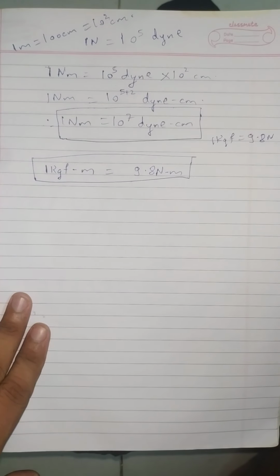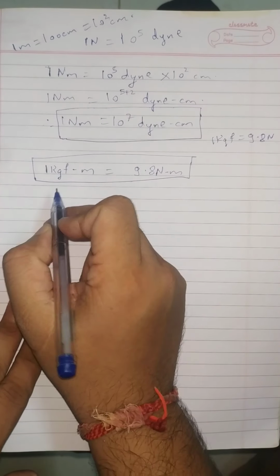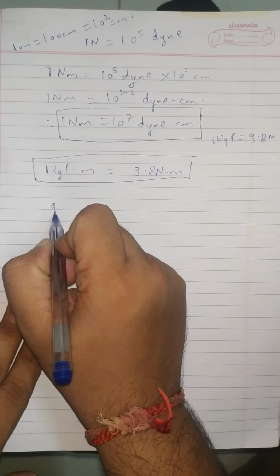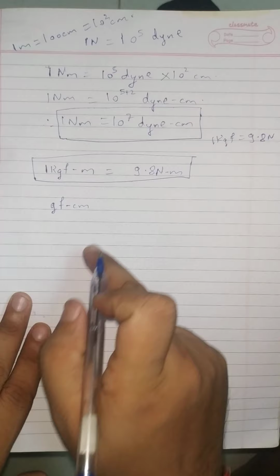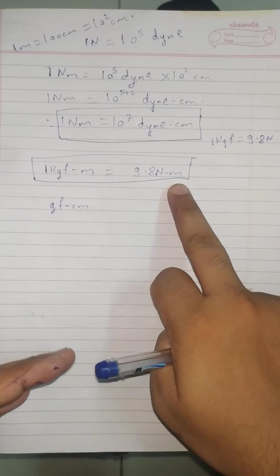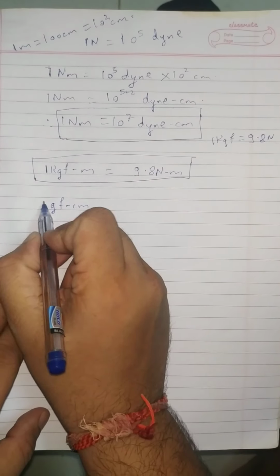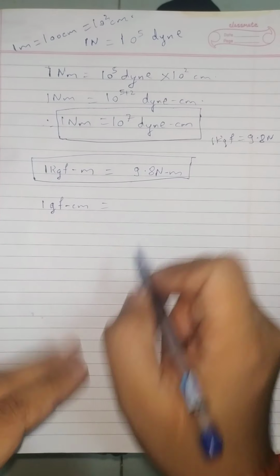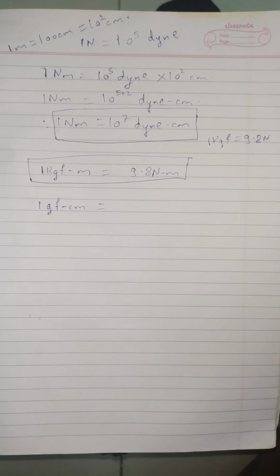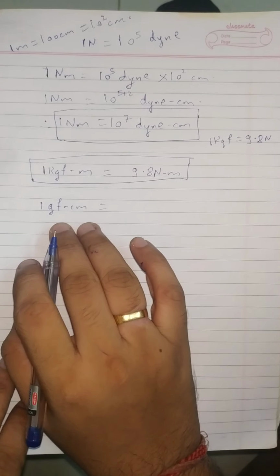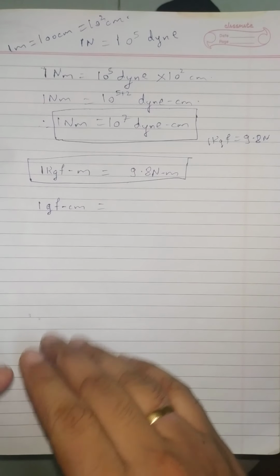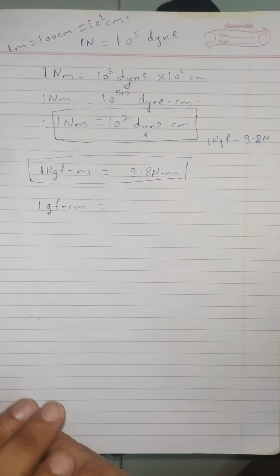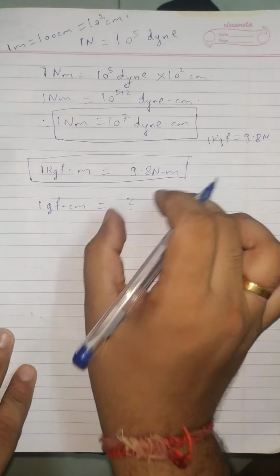Okay students, now what is the CGS system of kgf? That is gf, and meter becomes centimeter. Now how many dyne centimeter are present in 1 gf centimeter? This thing I want to find out. Okay, it's very easy. So 1 gram force centimeter consists of how many dyne centimeter? This thing I want to find out. It's very simple students. This is the question mark, we want to find out the value.